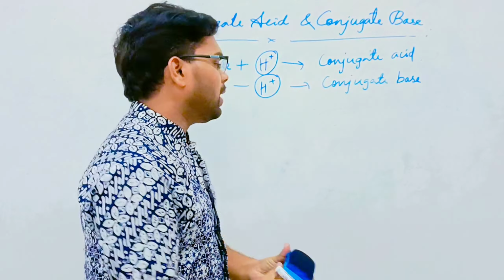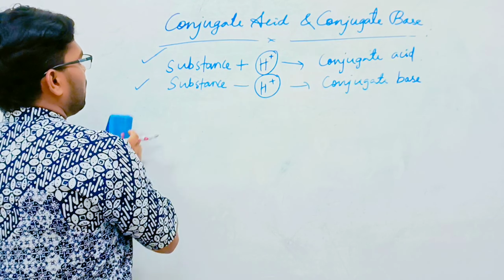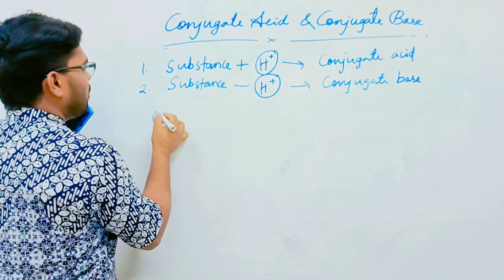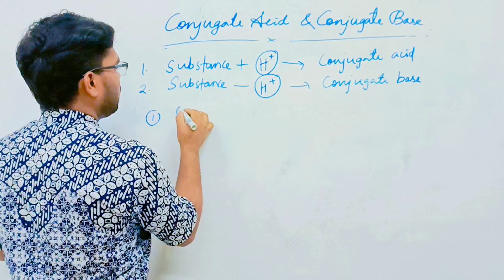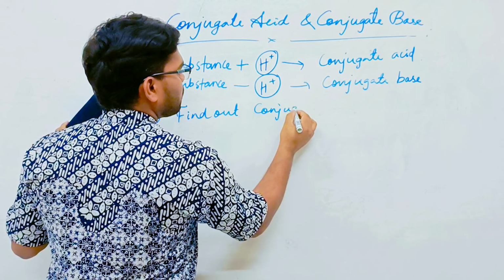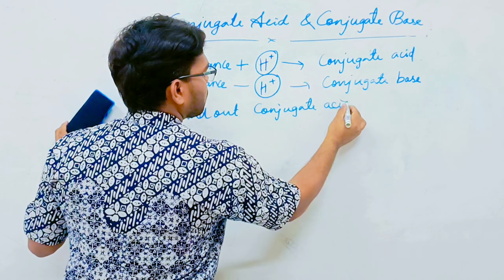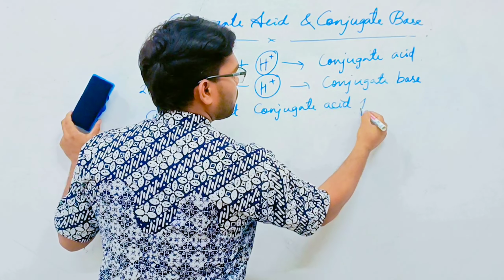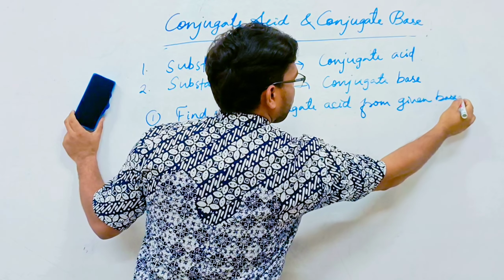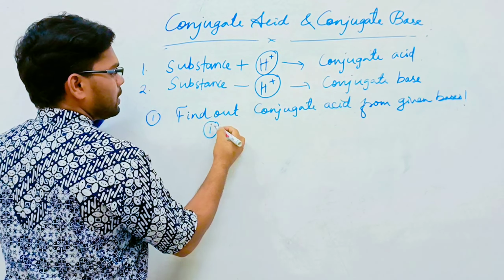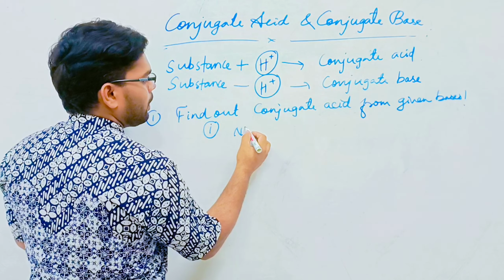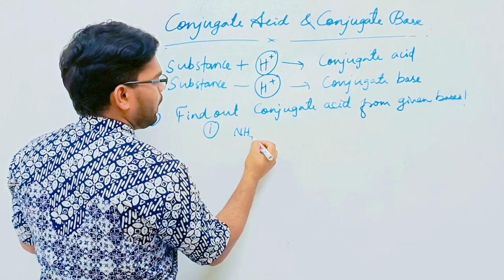Okay, one by one let me explain. First one, let's say this one, and this is 2. So now let us find the conjugate acid from the given bases. Okay, so first let's say this is the question. The substances are given over here. The first substance, let's say, is NH2 minus.